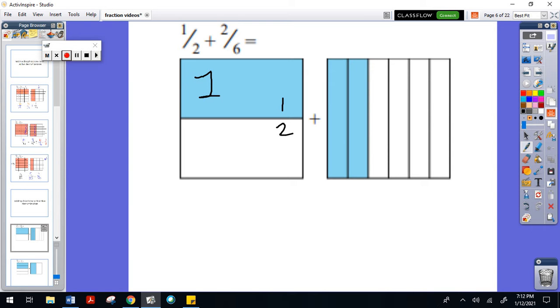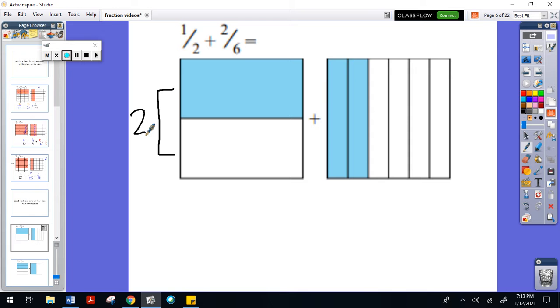So that represents 1/2. Then over here, we have two pieces that are colored in, which is our numerator, out of 1, 2, 3, 4, 5, 6 pieces total, which is our denominator. So this means that we need to find a common denominator, a denominator that's the same. I'm going to look here and I notice that I have 2 rows.